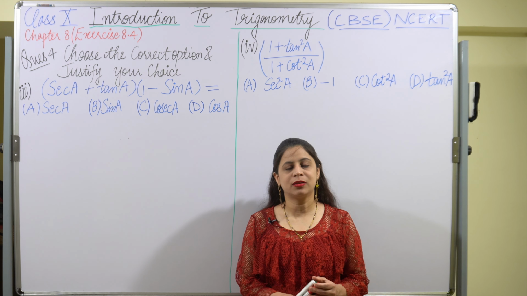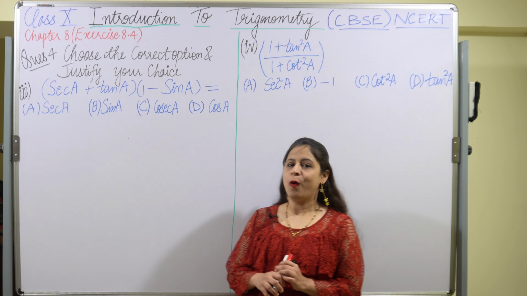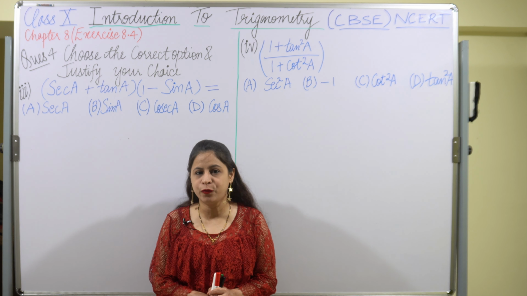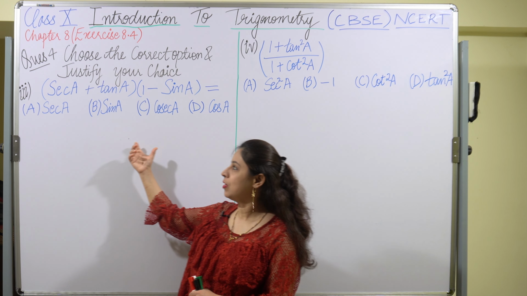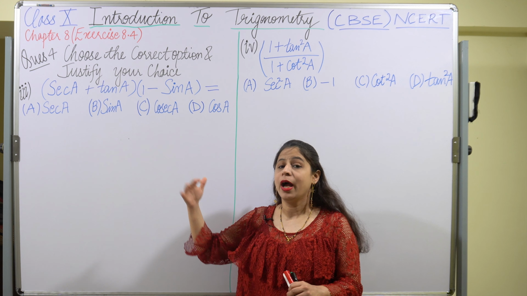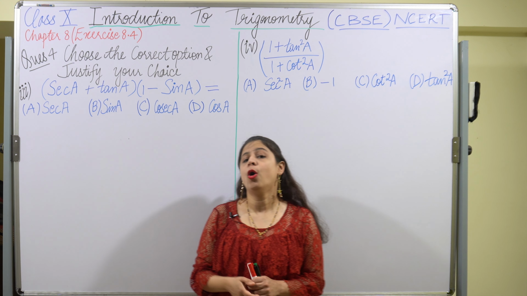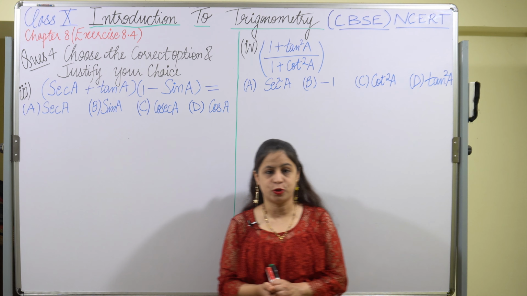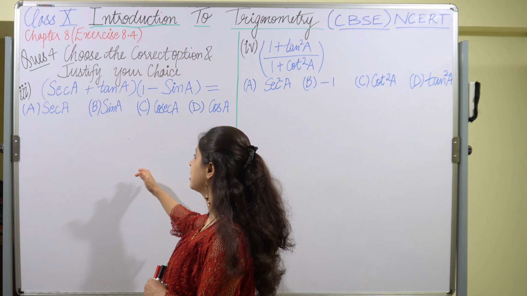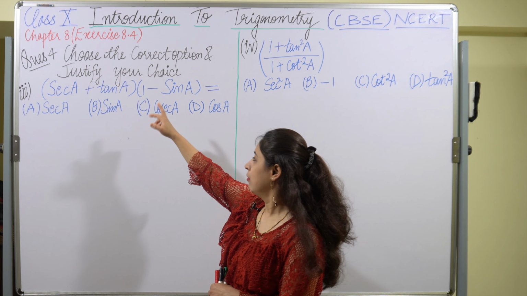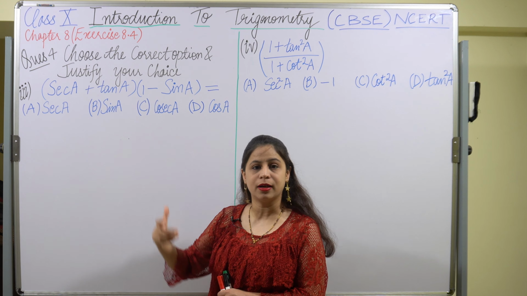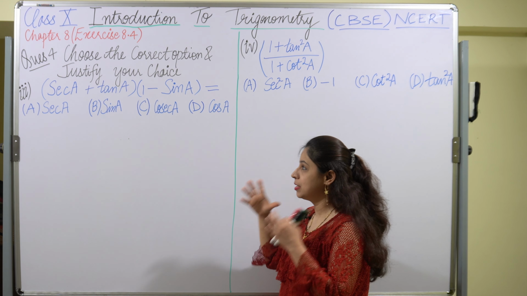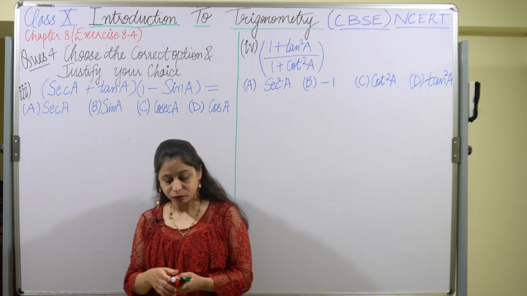So let us start with the third and fourth part of question number 4 of chapter 8, exercise 8.4 of class 10 CBSE NCERT. In the third part, the expression is given over here. We have been given 4 options and we need to find the correct option. Also we need to justify the correct option. It is given to us as (sec A plus tan A) in one bracket, multiplied with (1 minus sin A) in another bracket.